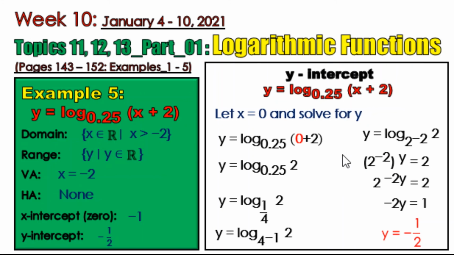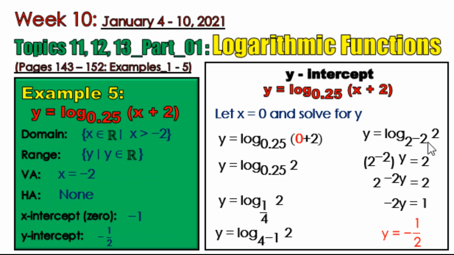Okay, so we have the y-intercept. We let x be equal to 0 and solve for y. So substitute, your x is 0, and then 0 plus 2 is 2. So we have now this logarithmic function, and we will express 0.25 as a fraction, so you have 1/4. So logarithm of 2 to the base 1/4, and then we will express 1/4 so that we can have a negative exponent. Your 1/4 can be expressed as 4 raised to negative 1, applying the laws of exponents. And then we will express 4 raised to negative 1 so that we can have 2 as the base. So your 4 raised to negative 1 can be expressed as 2 raised to negative 2.